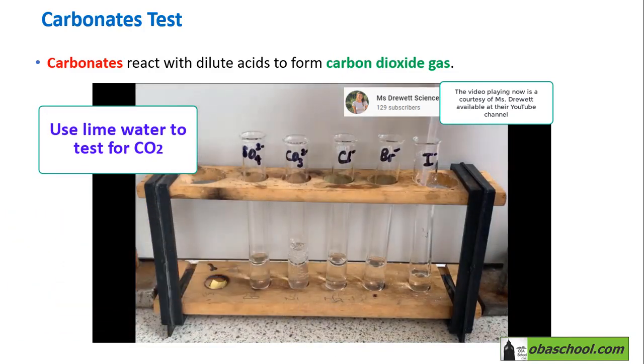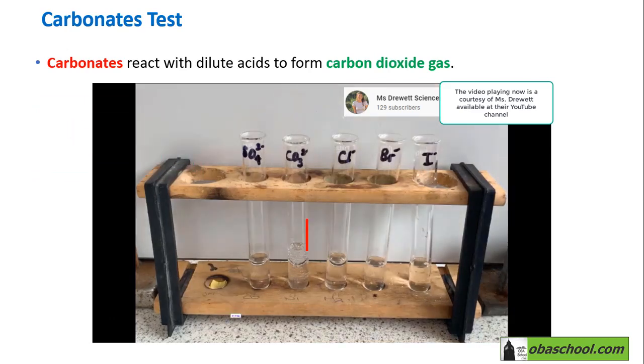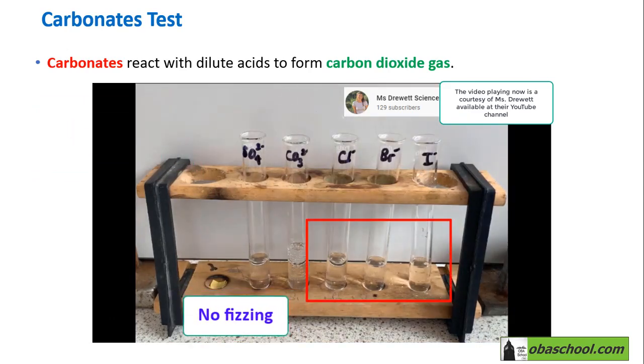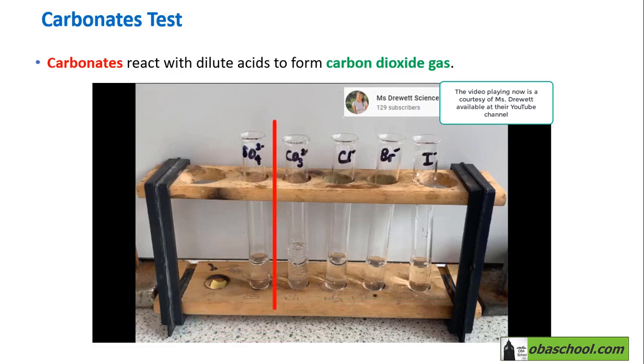As you can see, for the rest of the solutions, there is no fizzing because there is no gas being given off. So only the second tube, because it contains CO3²⁻, which is the carbonate ion, formed the fizzing, which means it released the carbon dioxide gas due to the reaction that happened between the CO3²⁻ ions, the carbonate ions, and the hydrochloric acid solution.